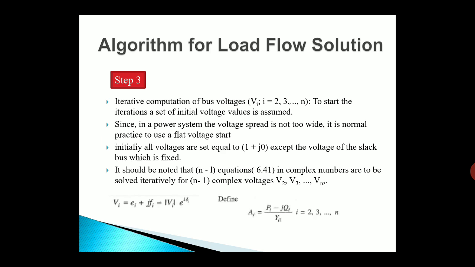Now we go to step 3, iterative computation of bus voltages for buses 2 to n. V1 is already known because bus 1 is the slack bus. To start iteration, let us set up initial voltages as assumed. Since in a power system the voltage spread is not too wide, it is normal practice to use a flat voltage start. That means we assume all the voltages to be 1 + j0, that is, 1 angle 0.